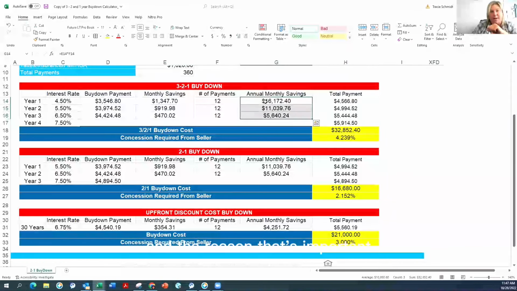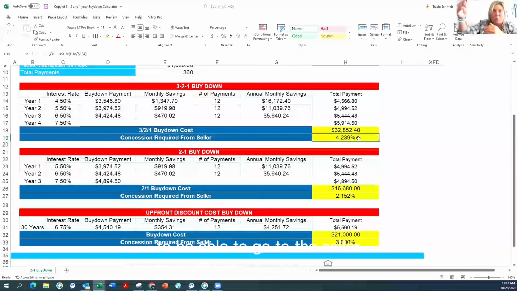The reason that's important is because it takes all of those numbers and adds them together, and it tells you this number here, which is what you would need from the seller of the home as a concession to go towards this particular product. Like I was telling you, if you put 10% down, you can get up to 6% in a credit. In this example, we're at 4.239%. So you may even have some room to go to the seller and ask for additional credits to go towards other closing costs. So in this particular example, this would work.